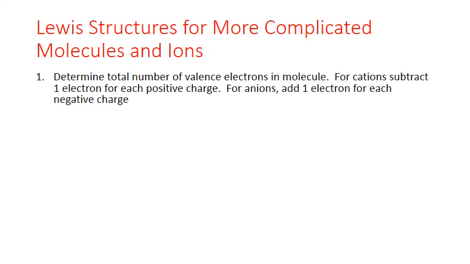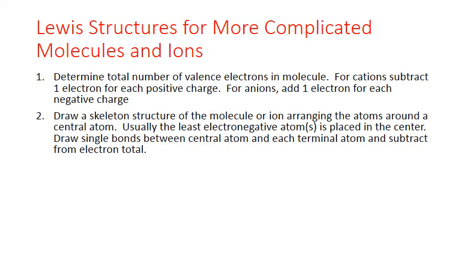If it's a polyatomic ion that you're figuring out the structure for, you do need to also account for the charge in that total valence electron count. So if it's a cation, you subtract one electron for each positive charge. If it's an anion, you add one electron for each negative charge.